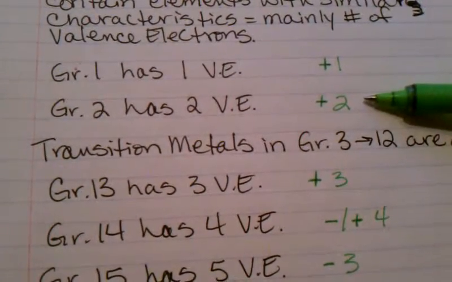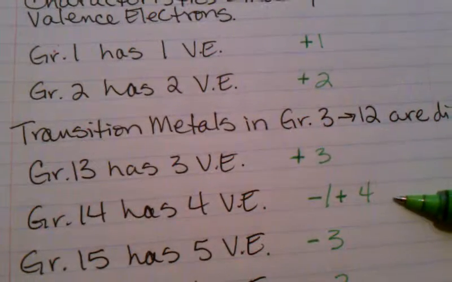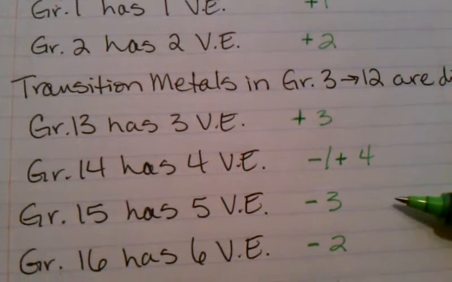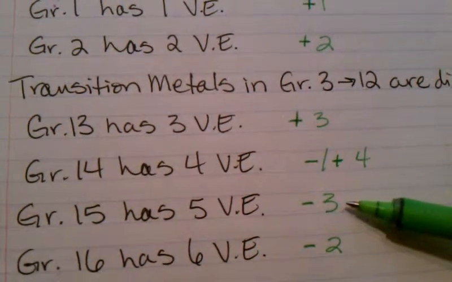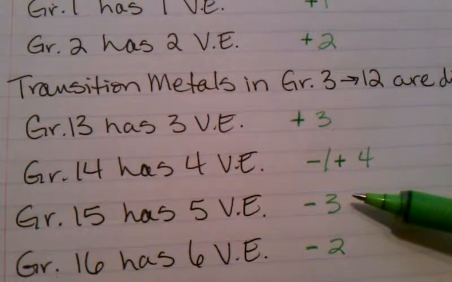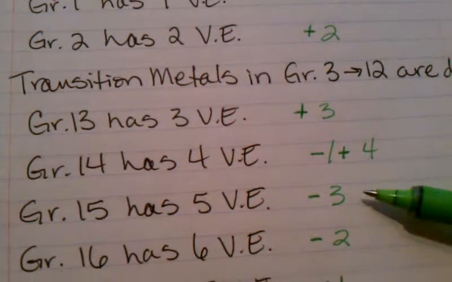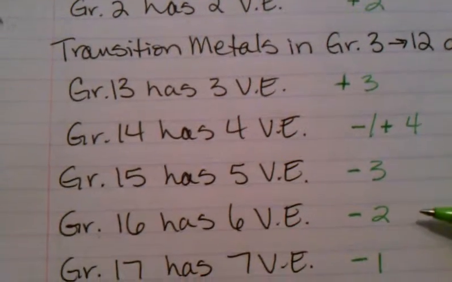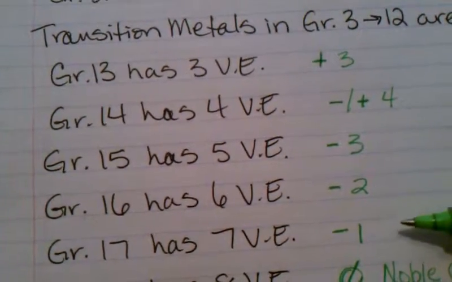Group 2 can give away 2. Group 3 can give away 3. Group 4 can either give or take up to 4. Group 15 can take 3, because when it takes 3 electrons that have a negative charge, it now has more electrons than protons, so it's a negative ion. Group 16 can take 2 electrons, and group 17 can take 1 electron.